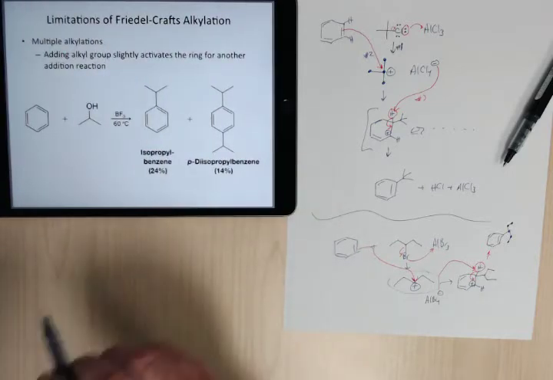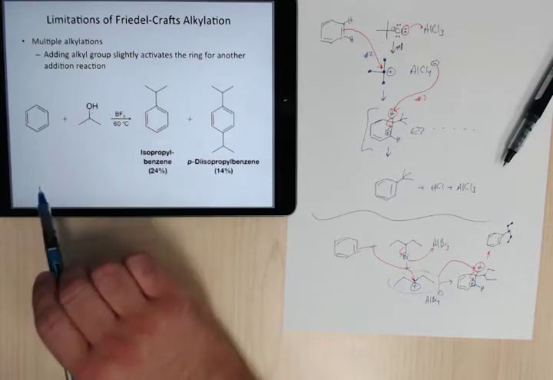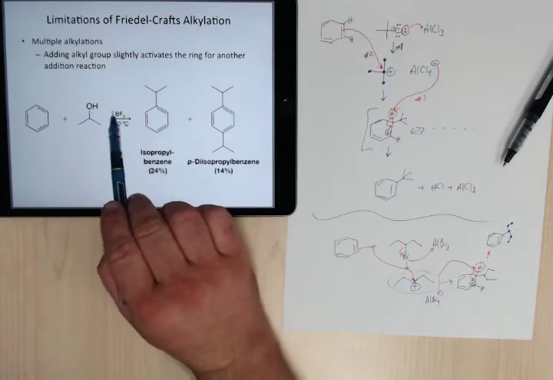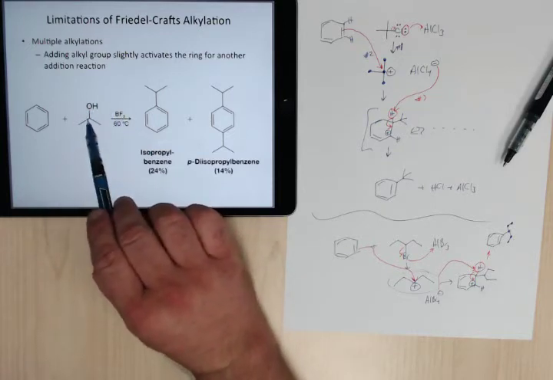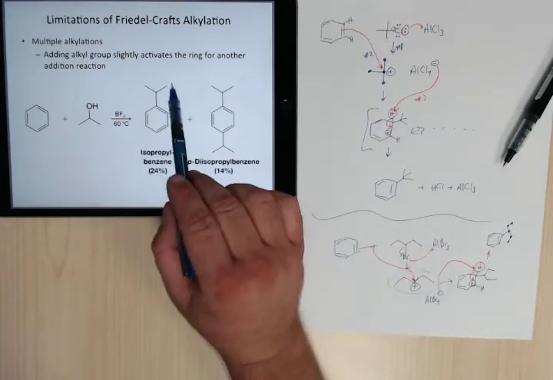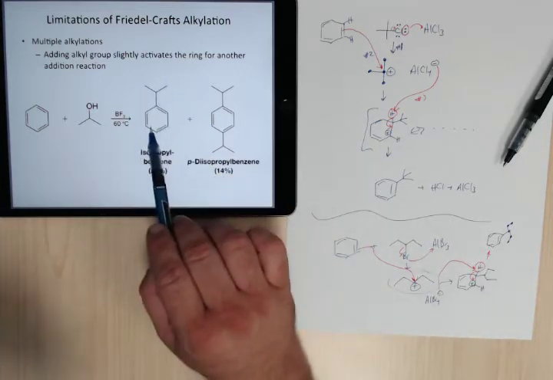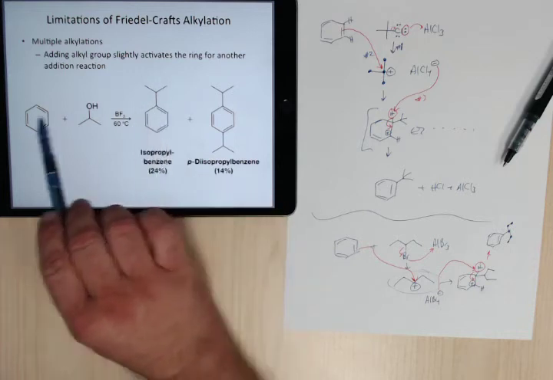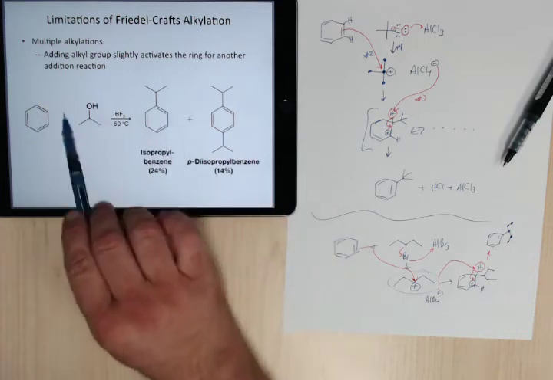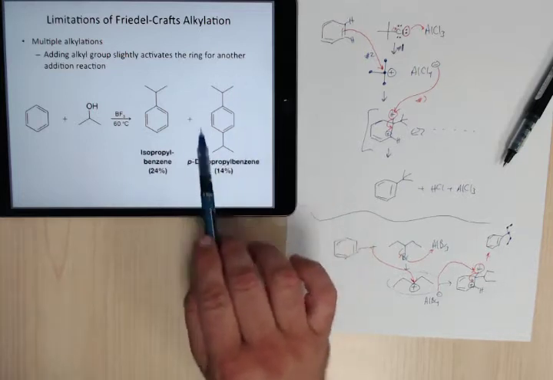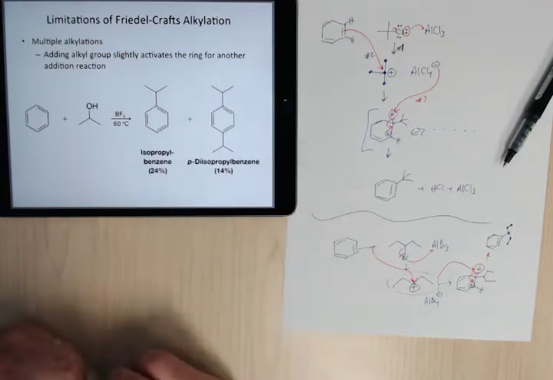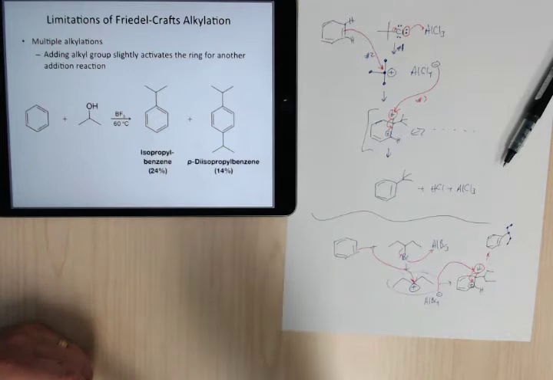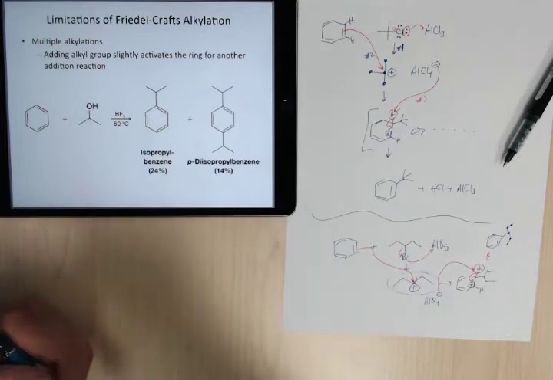The other thing is, this is actually a way of generating isopropyl. This is actually slightly activating. We'll talk about that in a minute. And so this is slightly more reactive than this, so if you have enough of this around, you're going to get a significant portion of this as well, or adding a second dose. It's tough to have it just stop at one.